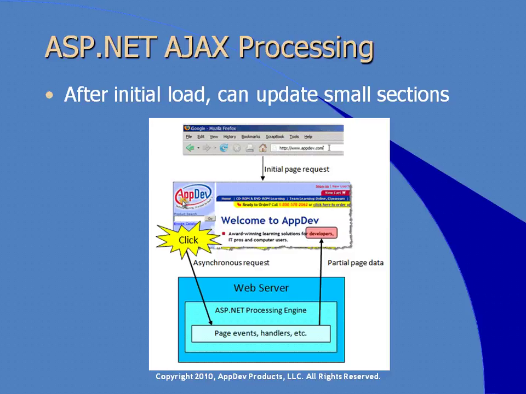The result is that only a small portion of the page updates, and you don't have the flash of the entire page. Now, it's very important to note on this diagram that you still have various page events, handlers, and so forth occurring. This is unlike a pure client-side AJAX request, in which you're just making a request for a little piece of data.